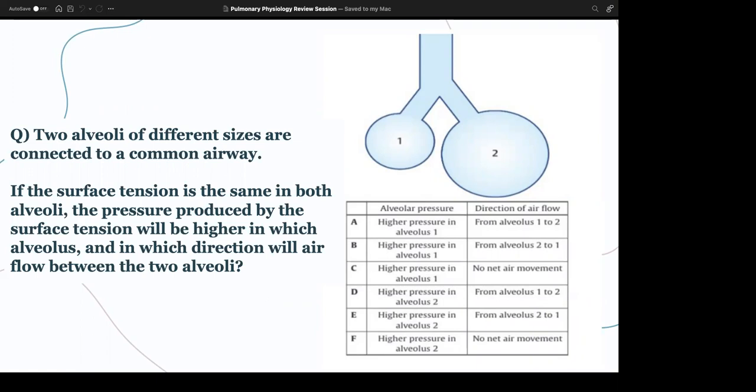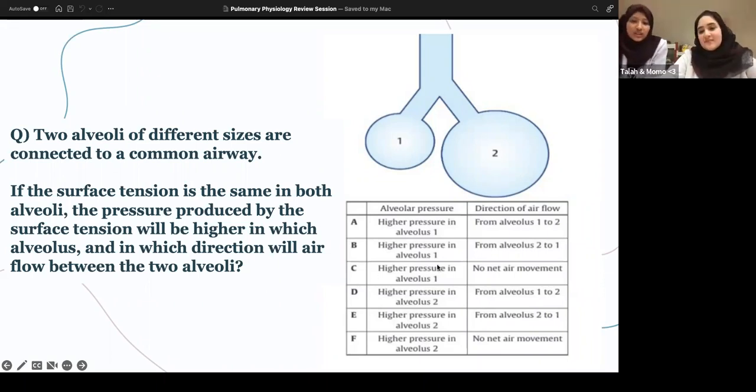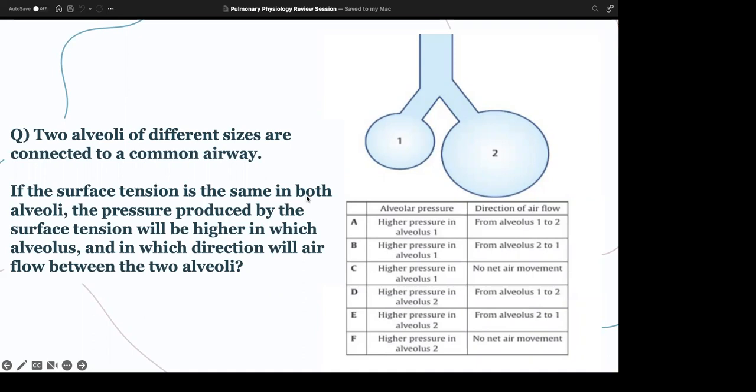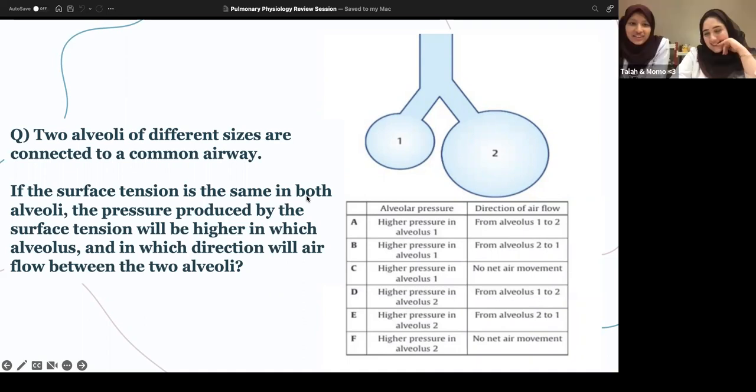Because the smaller the radius, the higher the pressure, and so air is going to want to flow from high pressure to low pressure. Since alveolus 2 has lower pressure, it's going to go from 1 to 2, even though it's bigger. What's the law that you base this off of? Why does it have higher pressure? What's the law called? I forgot. Okay, it's fine.